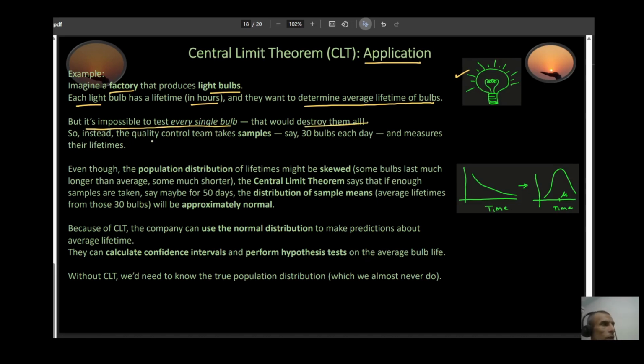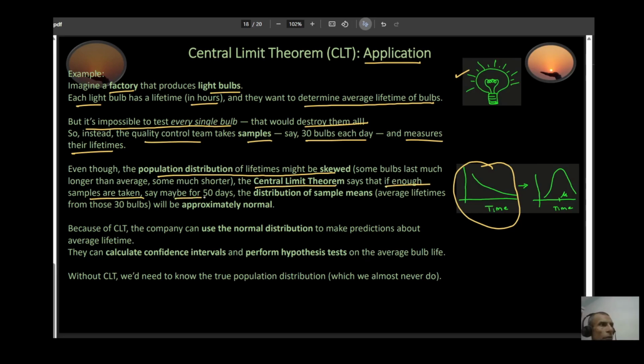So what the quality control team does, they take samples. They take maybe 30 samples each day and they measure the lifetime of these 30 bulbs. So even though the population distribution of your lifetime might be skewed, okay, this is, let's say, the population distribution of your light bulbs, the central limit theorem says that if enough samples are taken, say maybe for 50 days, the distribution of your sample mean will be approximately normal.